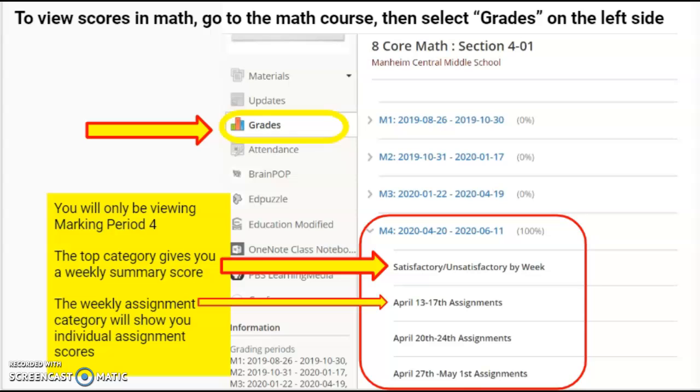To view scores in math, go to our math course in Schoology. Then select Grades on the left side as shown here. You only want to view marking period 4. Just below marking period 4, you will see satisfactory, unsatisfactory by week. This category gives you a weekly summary score of an S or a U, and S is what earns you a badge. If you look below that into each specific week, you will see each individual assignment and the score earned.